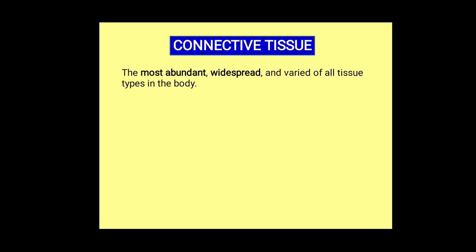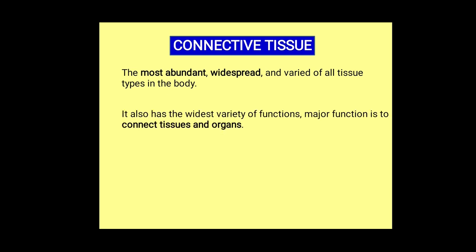Then we go on to the next tissue, which is connective tissue. Now this is most abundant, most widespread and different. It's a varied type of tissue. इसमें बहुत सारे अलग अलग टाइप के टिश्यूज मिलकर कनेक्टिव टिश्यू बनाते हैं. अलग अलग फंक्शंस हैं, लेकिन इसका जो मेन फंक्शन है वो है it connects the tissues and organs. टिश्यूज और ऑर्गन्स को ये बांध के रखता है, इसीलिए वहाँ से इसका नाम है कनेक्टिव टिश्यू.